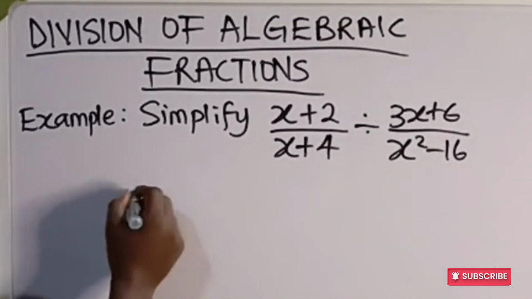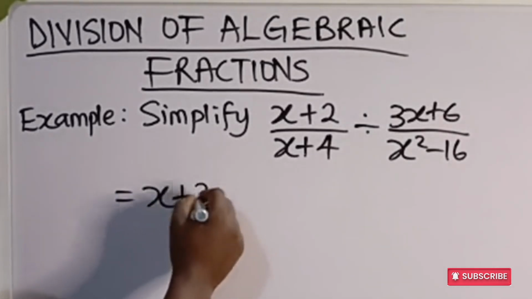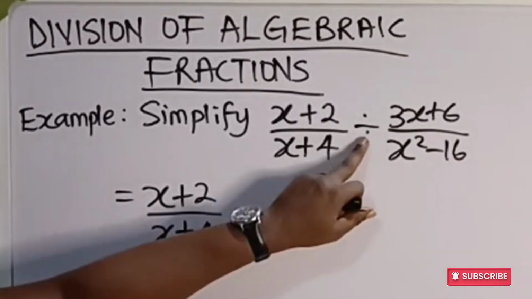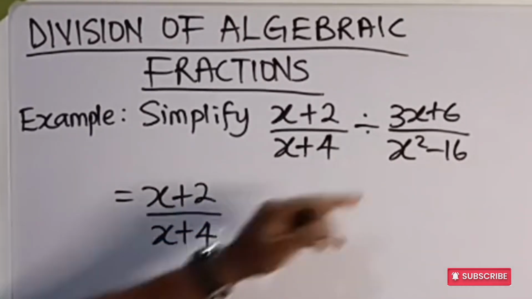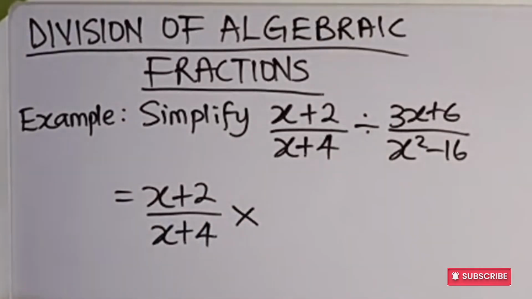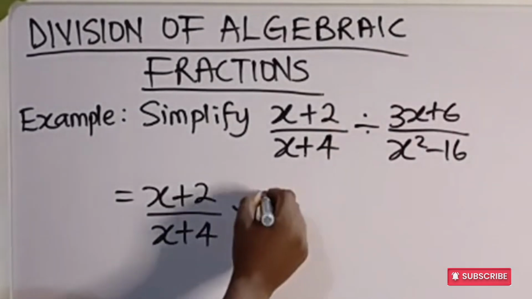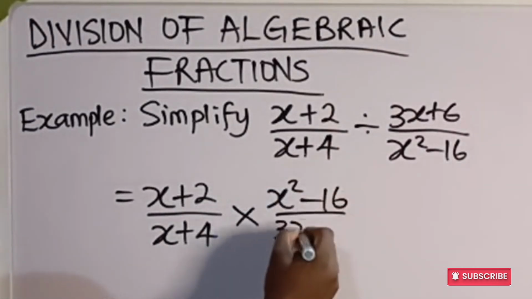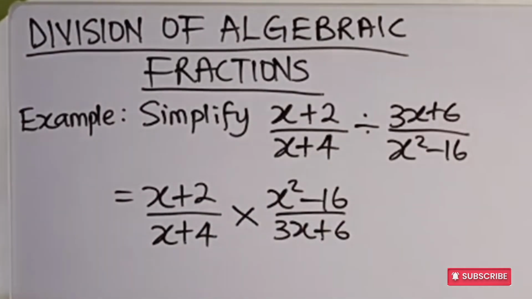So we have x plus 2 over x plus 4. The first thing we need to do is convert the division sign to multiplication. So multiply by, and when you do that, you flip the denominator and the numerator. So we have x squared minus 16 all over 3x plus 6. So that's the first step.